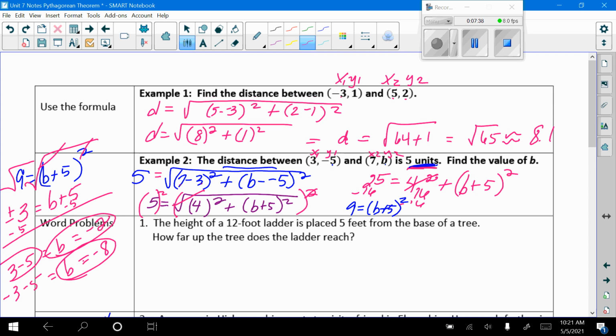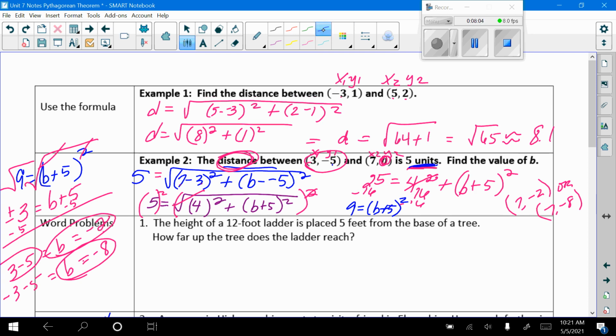But since I'm talking about distance, and I'm looking for the side length, the b value could have been -2 or -8. So this ordered pair would have been 7, -2, or 7, -8. It's still going to be the equal distance, 5 units away from this ordered pair. And you can put it on the grid if you would like to see that.